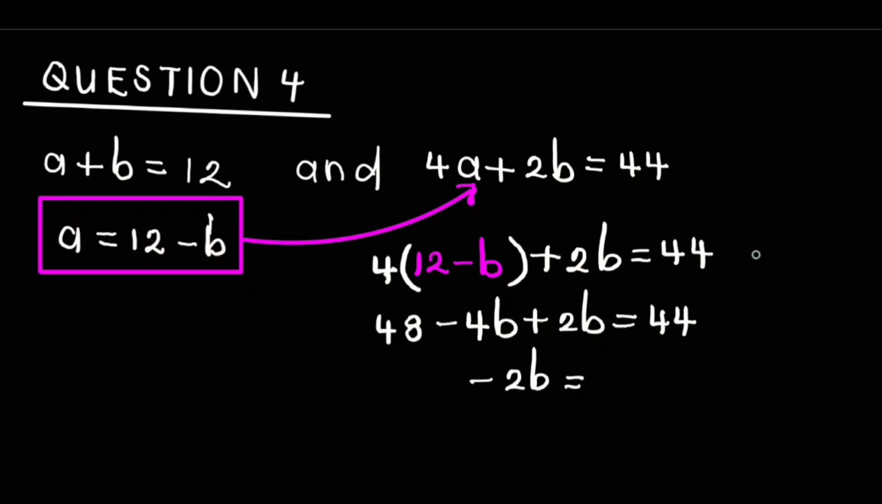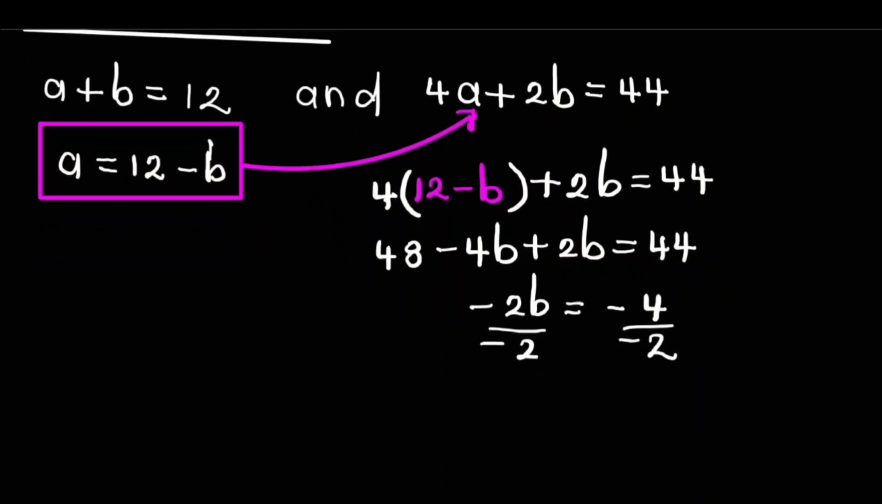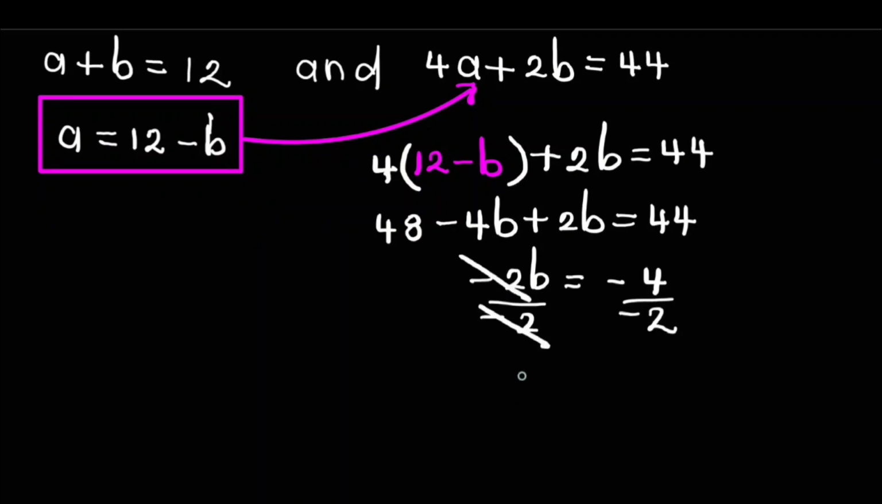Let's take this 48 over to the right hand side. When it goes over, it is going to subtract. We have 48 minus, actually it's 44 minus 48, which would be negative 4. Now to get b alone, we can divide both sides by the coefficient. On the left hand side, the negative 2's cancel out. On the right hand side, negative 4 divided by negative 2 is positive 2. So that is your answer for b.